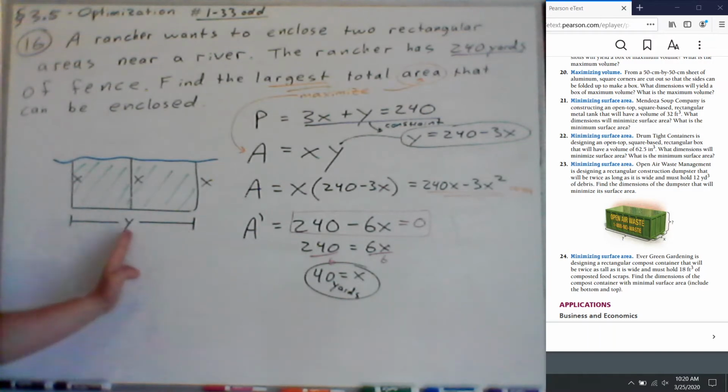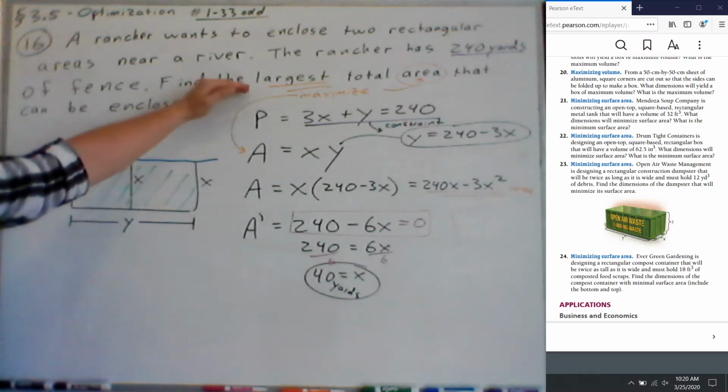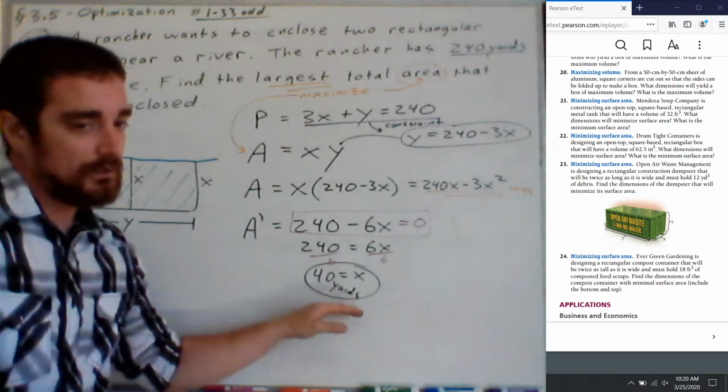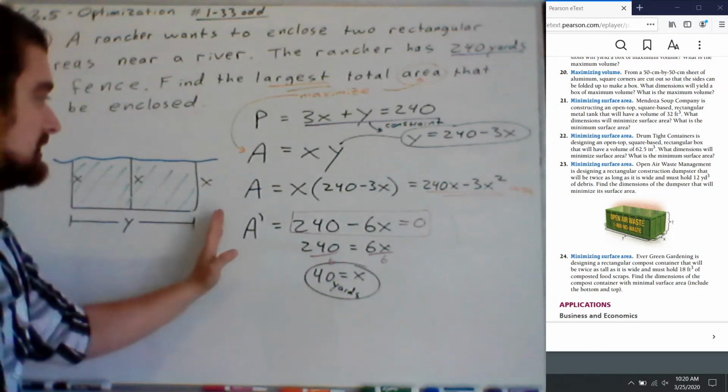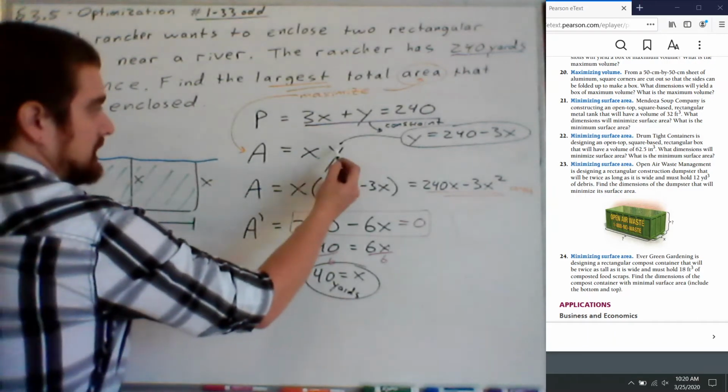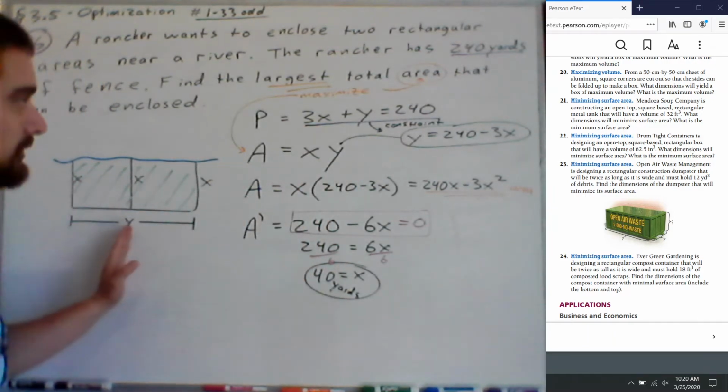How can we find y? Right, again, look at what the problem asks. Find the largest total area. 40 yards is not an area. That's linear. Right? I found one of the dimensions. I need to find the other dimension so that I can plug it in and find the area. So let's go find y.